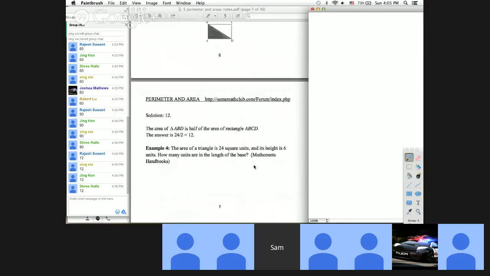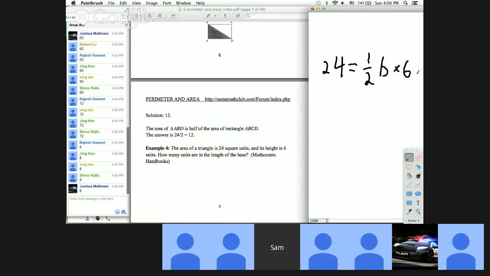Okay, so let's try a MathCounts Handbook problem. The area of a triangle is 12 square units and its height is 6. How many units are in the length of its base? All right, nice job to the people who got it down here. The correct answer is 8. So this one's pretty easy as well. It just says area is 24 and it's a triangle, so 24 equals 1/2 base, which we don't know, so I'll call B, times height, which is 6, and solve for B, which turns out to be 8. Okay, onwards.